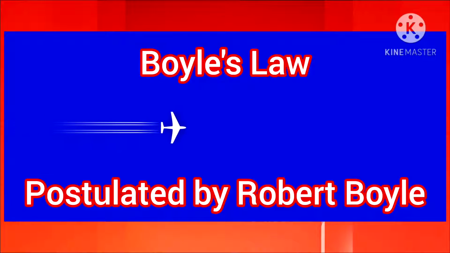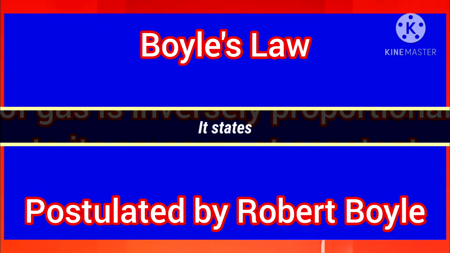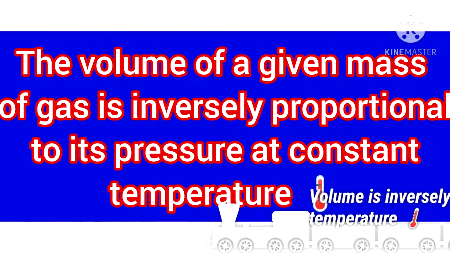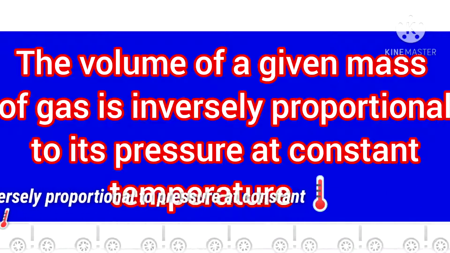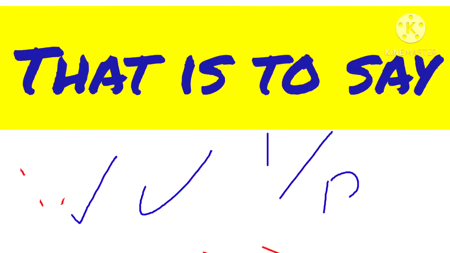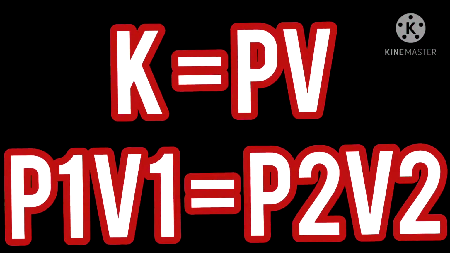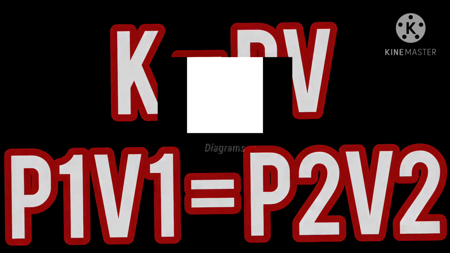Today we are discussing Boyle's law as postulated by Robert Boyle in the 17th century. It states that the volume of a given mass of gas is inversely proportional to its pressure at constant temperature. That is to say, V is inversely proportional to P, V representing volume and P representing pressure. That is to say that V is equal to K over P, and K is a constant of proportionality. So we see that the product of P and V is constant.